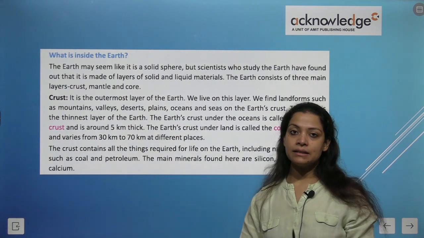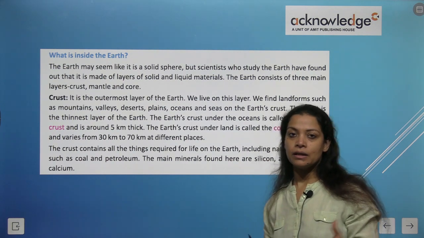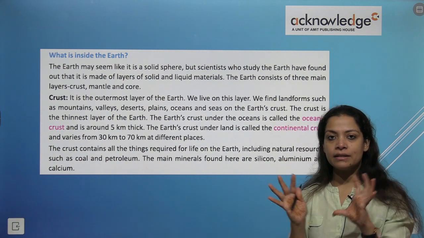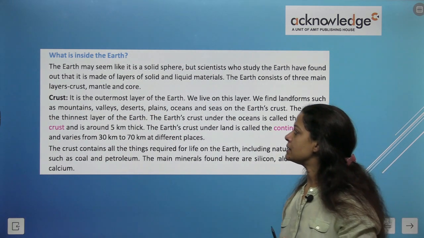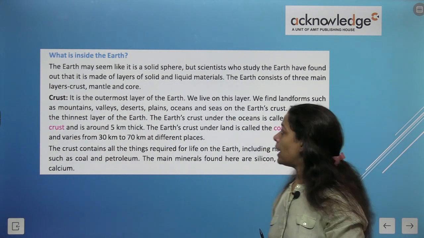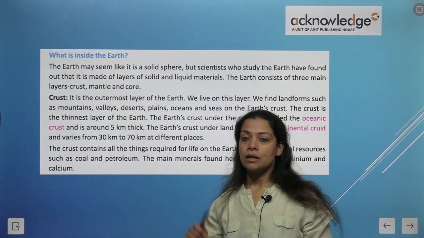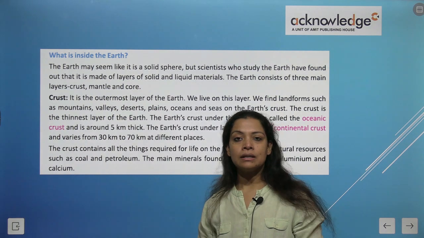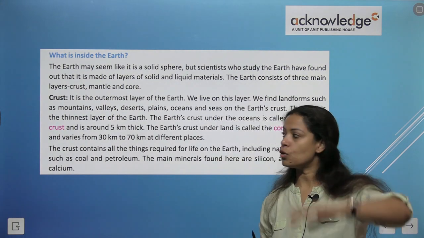Now, what is inside the Earth? The Earth seems like it is a solid sphere. You must have seen a globe of the Earth, a spherical structure, a solid sphere. The scientists who study the Earth have found that it is made up of layers of solid and liquid material. The Earth consists of three main layers: crust, mantle, and core. So the Earth has three main layers: crust, mantle, and the core.